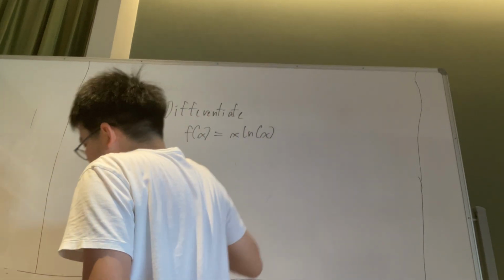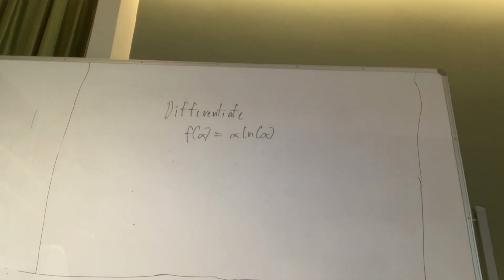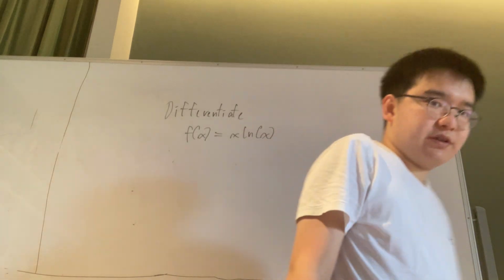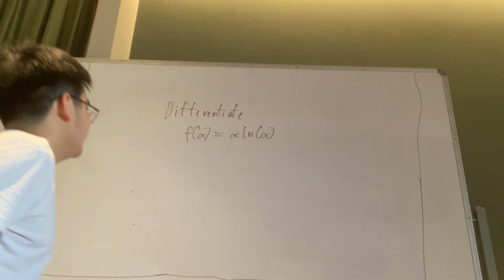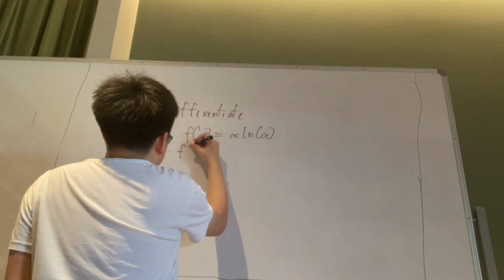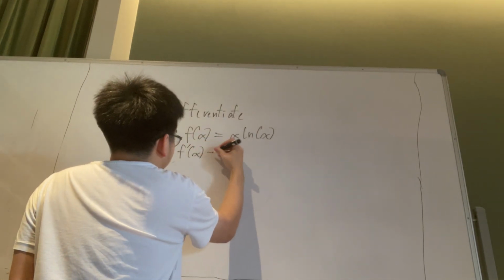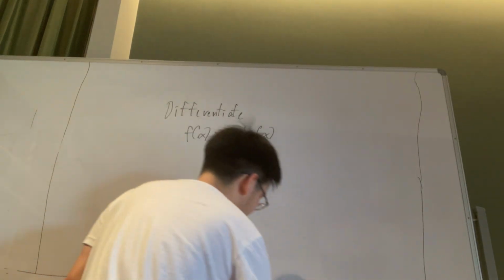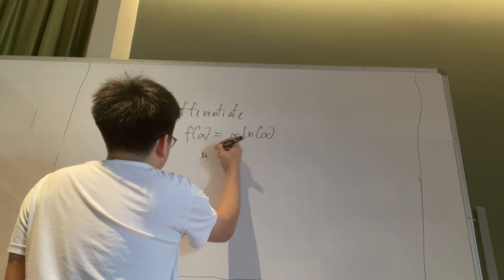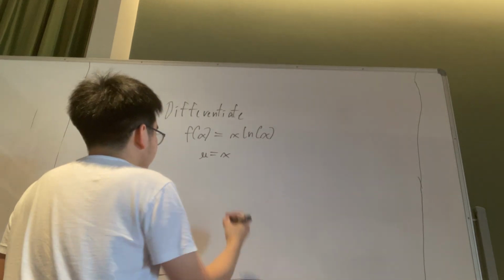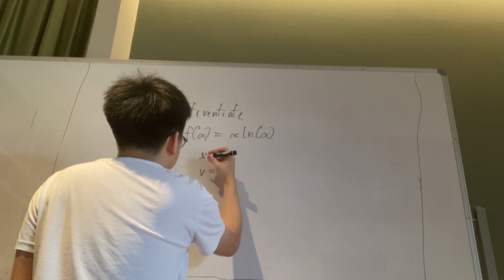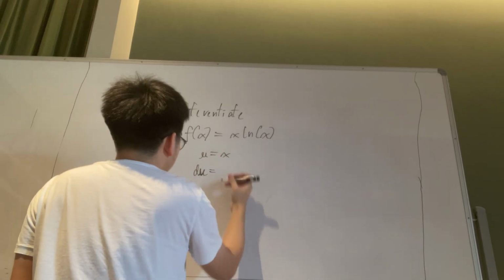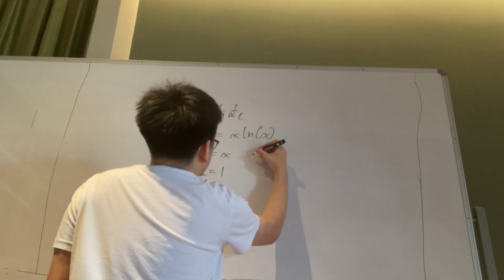You have a polynomial function, a really simple polynomial function, and a transcendental function, which is a logarithmic function. We're going to be using the product rule. F prime of x. Actually, let me break down the steps nice and easy. u equals x, du equals 1.